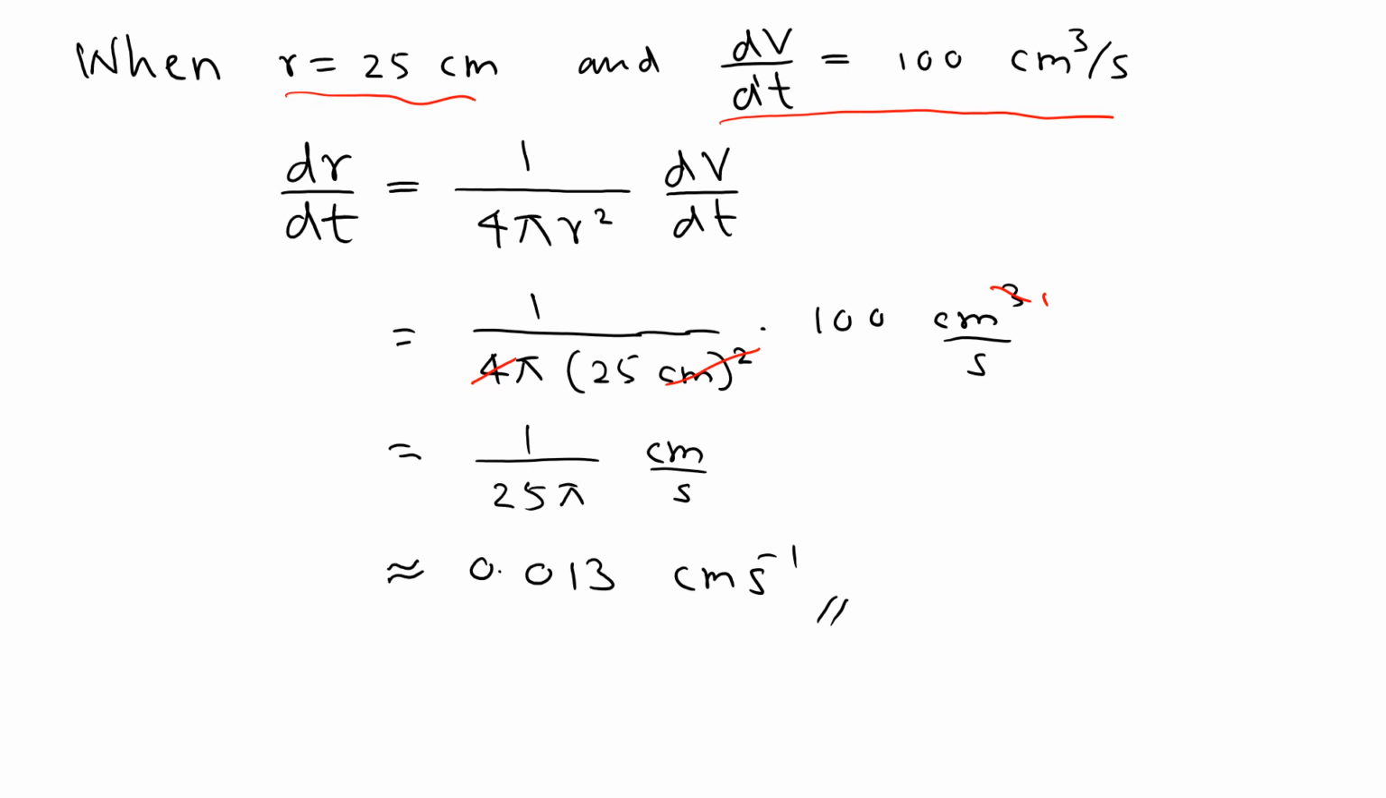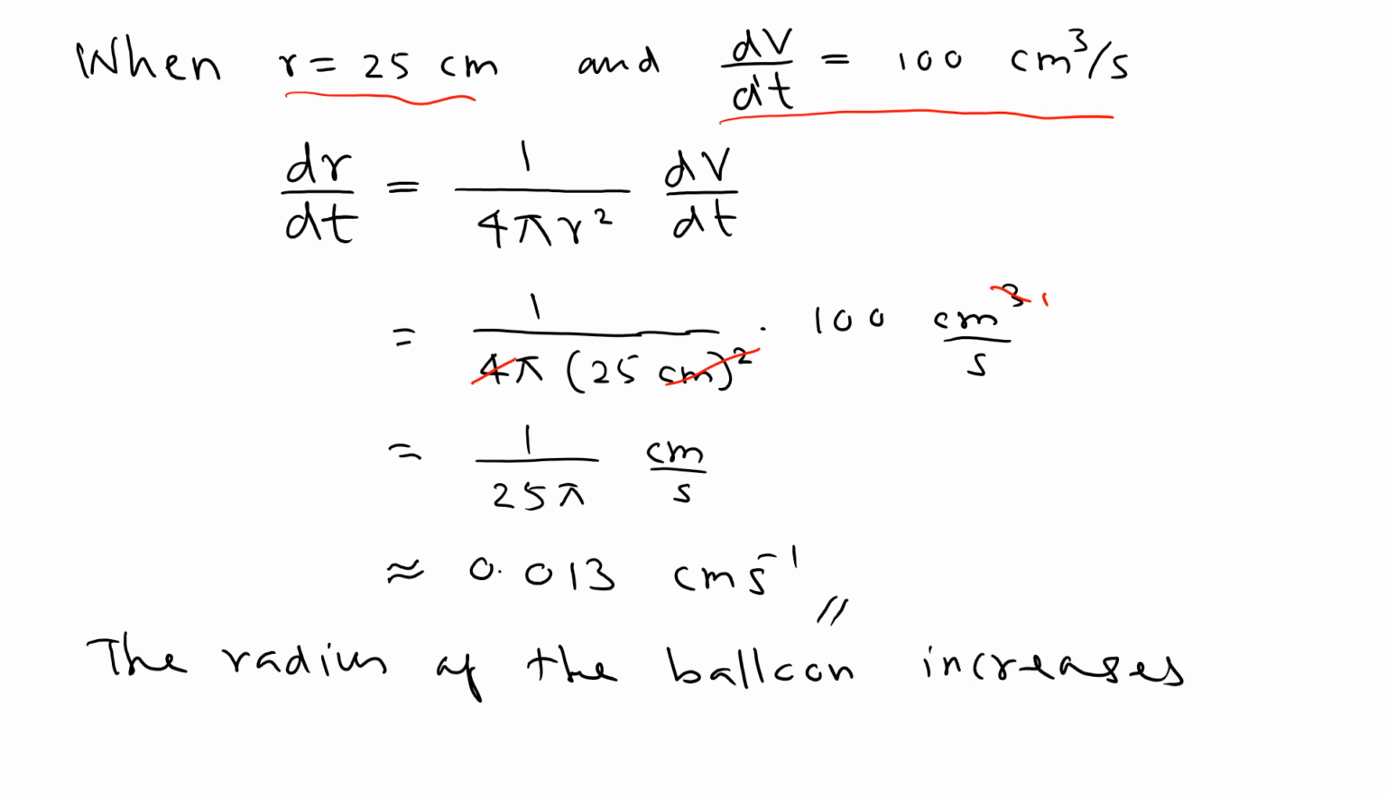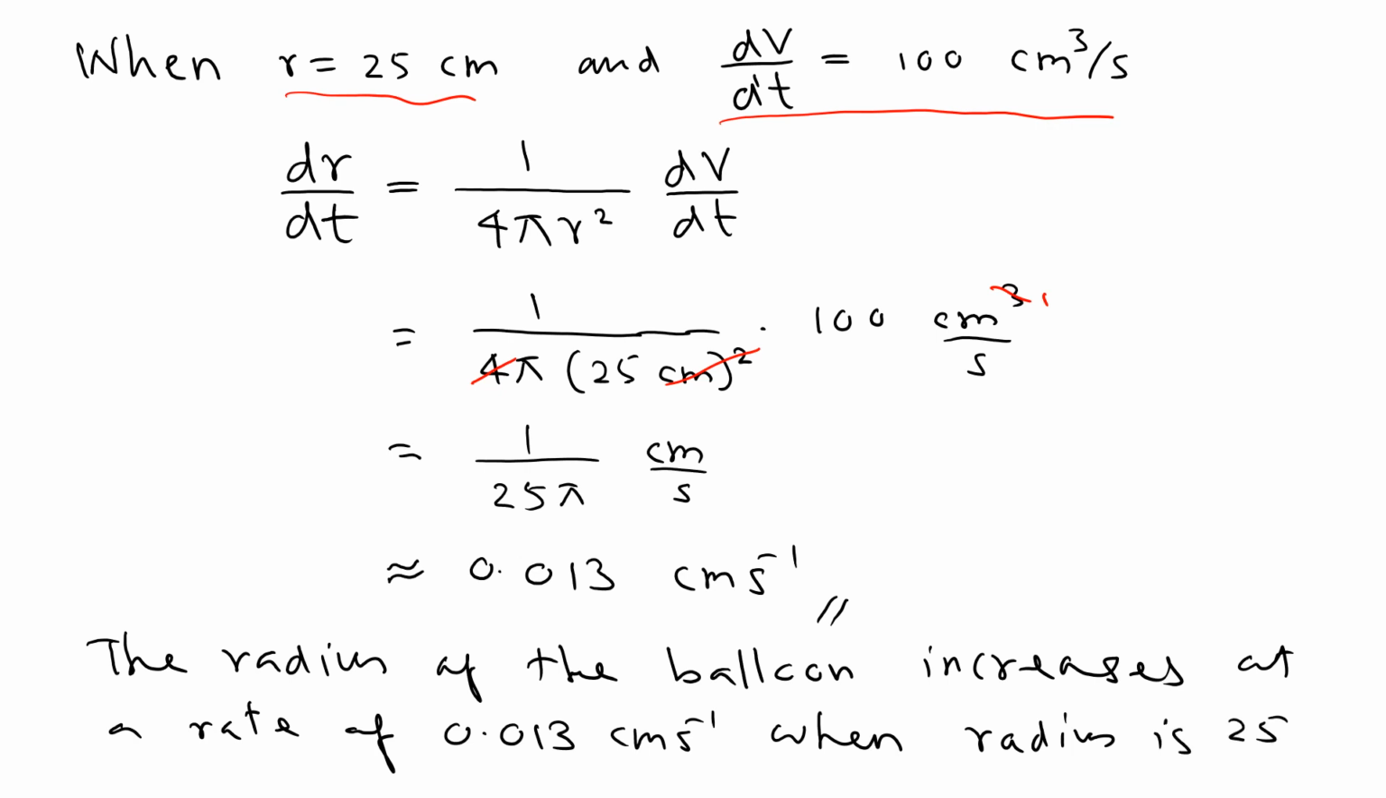And then what we normally do is we can write this in words. So you can see we write this as: the radius of the balloon increases at the rate of, you can write the exact value if you want, or you can write the approximate value 0.013 centimeters per second when the radius is 25 centimeters. It depends on that. Okay, so that's how you solve the problem.